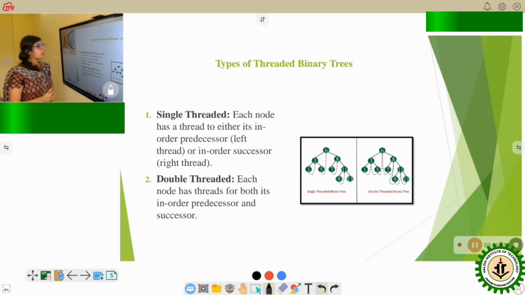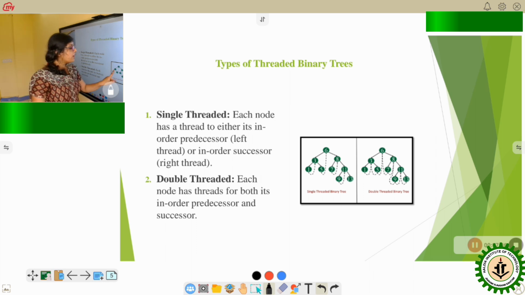Next is types of threaded binary trees. First one is single threaded. What does this mean? It means each node has a thread to either its in-order predecessor (left thread) or in-order successor (right thread). See here, this is a single threaded binary tree.